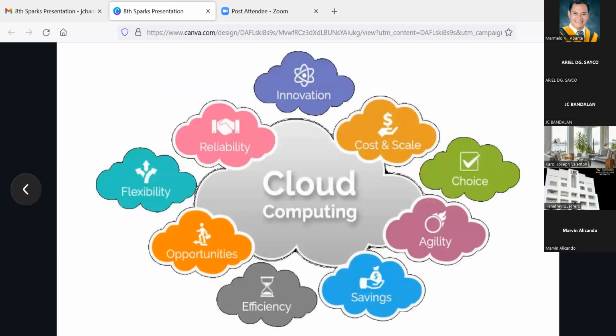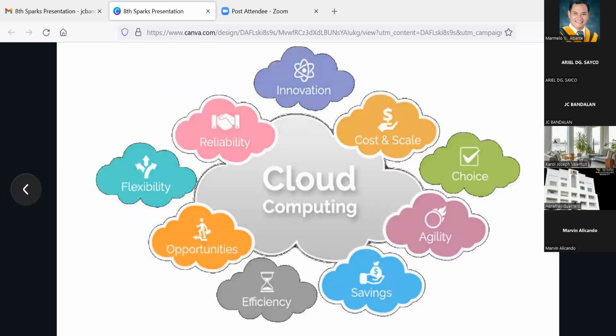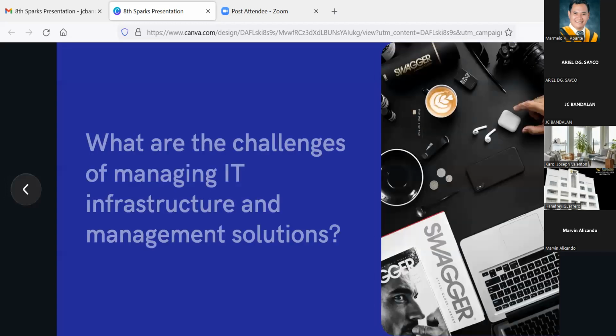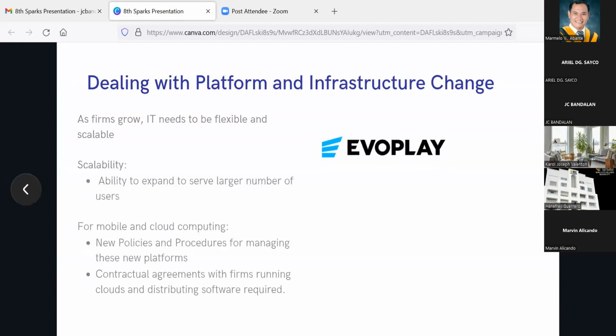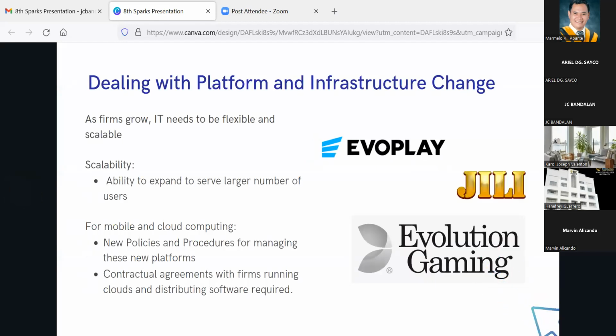So for cloud computing services, I think it was discussed already by Sir Ariel earlier. So yung mga cloud computing, siyempre yung reliability niya, yung cost scale, yung agility, efficiency, opportunities, innovation, things as such. So let's just skip this one. So what are the challenges of managing IT infrastructure and management solutions? And let's discuss this further. So dealing with platform and infrastructure change.